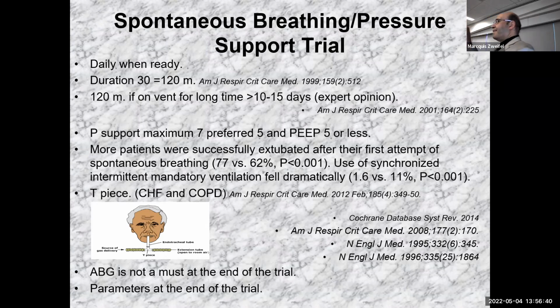RSBI is the respiratory rate over tidal volume in liters. We talked about that yesterday. Respiratory rate and the RSBI are very important parameters you look at.